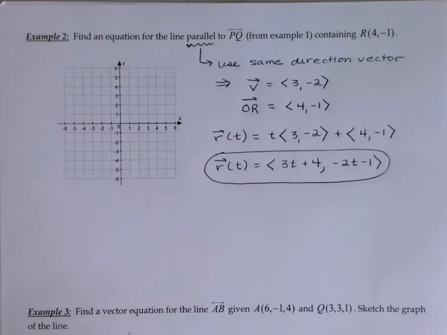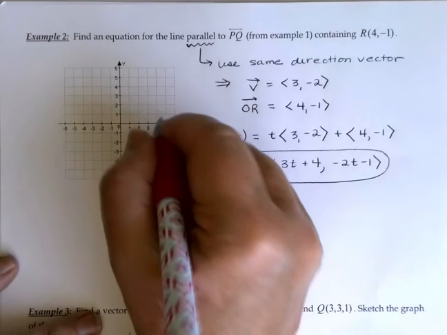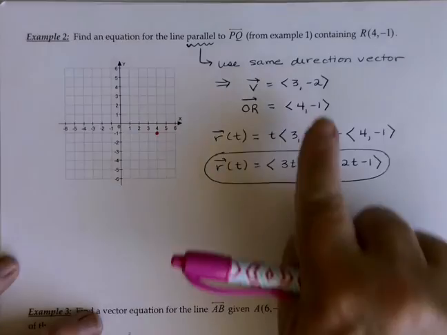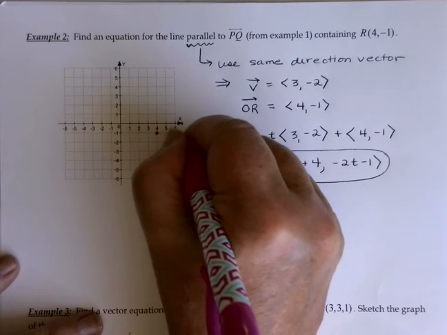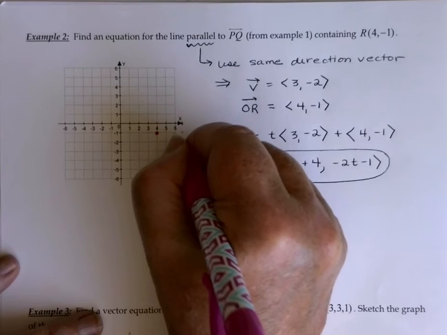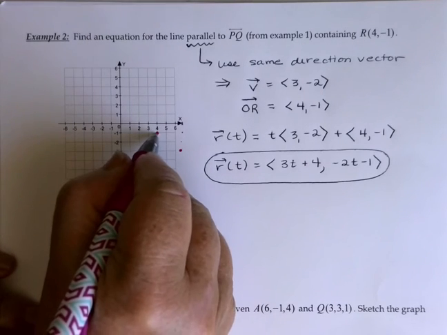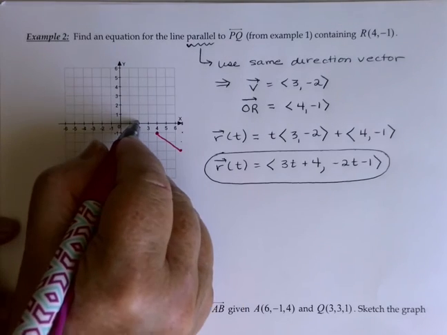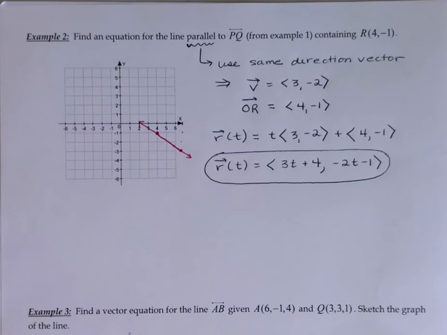By the way, notice that if you wanted to graph that line, it wouldn't be too difficult. We could go to the point 4, negative 1, right here, and then just draw the direction vector. We've got to go over 3, over to 7 here, and down 2, to get to another point on the line, and then of course you could just extend further in both directions to keep going.